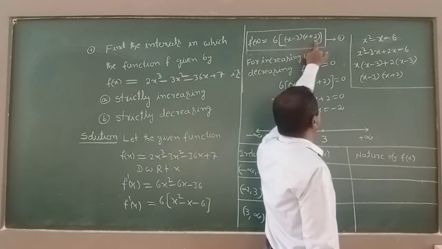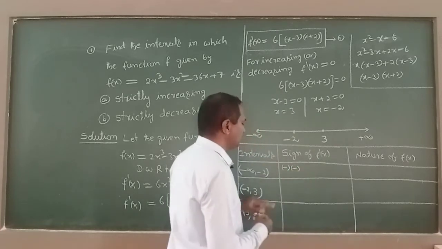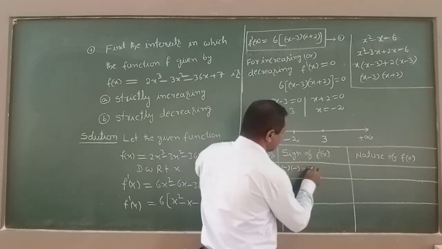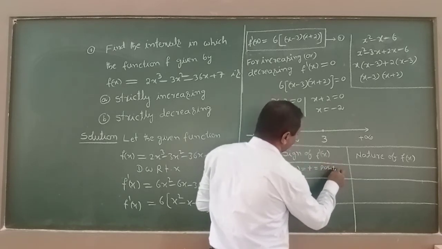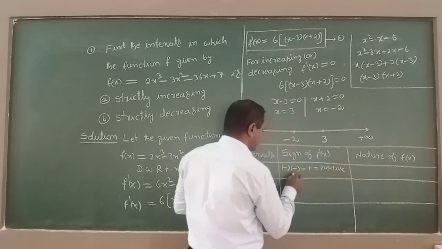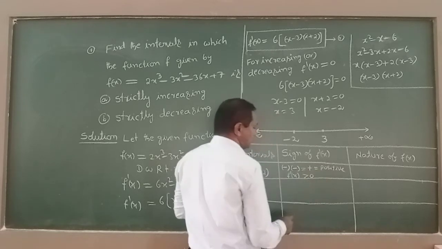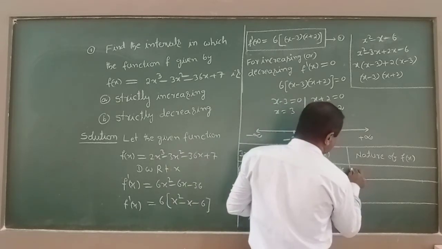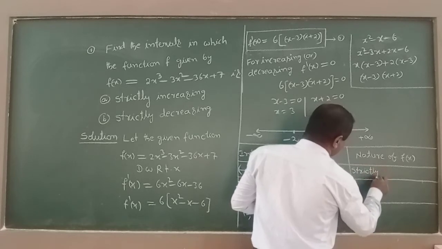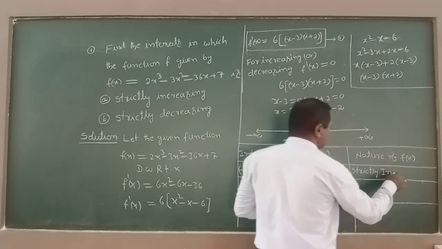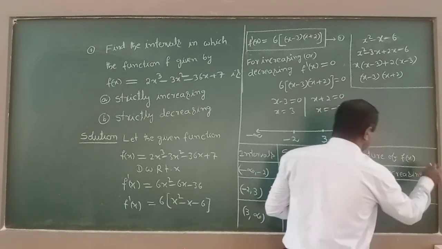Minus 3 plus 2 means minus 1, so minus will come. Minus into minus is plus. Plus means it is positive. Positive means we can write f dash of x is greater than 0. If it is greater than 0, what can we write? Strictly increasing function. Otherwise simply you can write strictly increasing here.